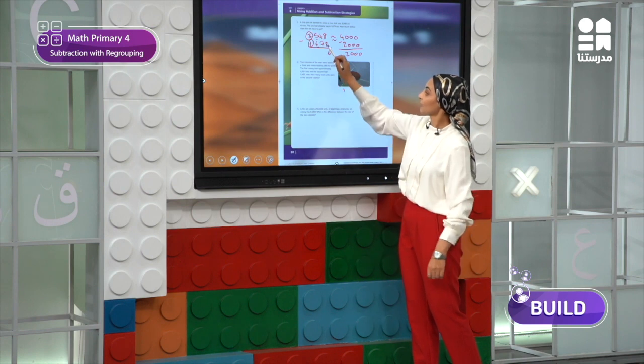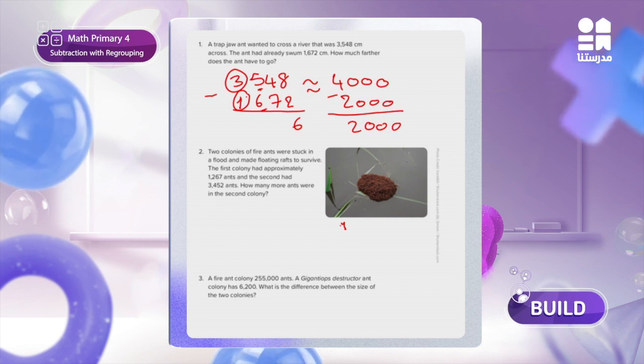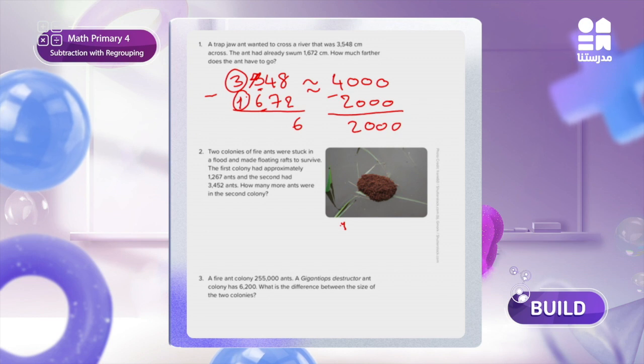Now, can I subtract 7 from 4? Of course, no. So, now I need to regroup. Regroup means what? I will take 1 from the 100. 100, we all know, means 10 tenths. 10 tenths plus 4, that's why this will be 14.